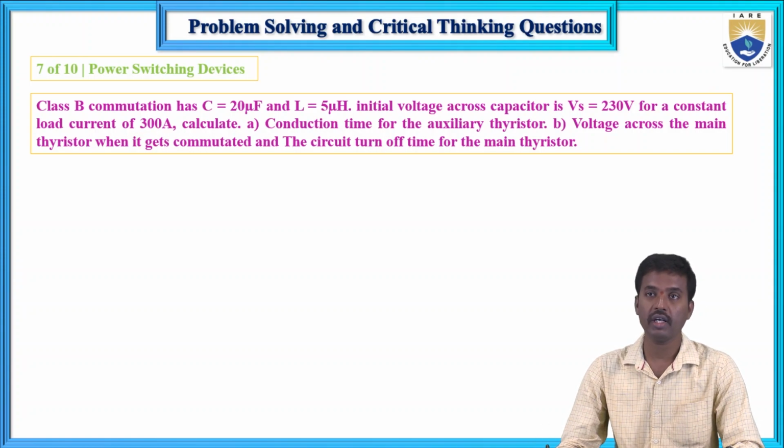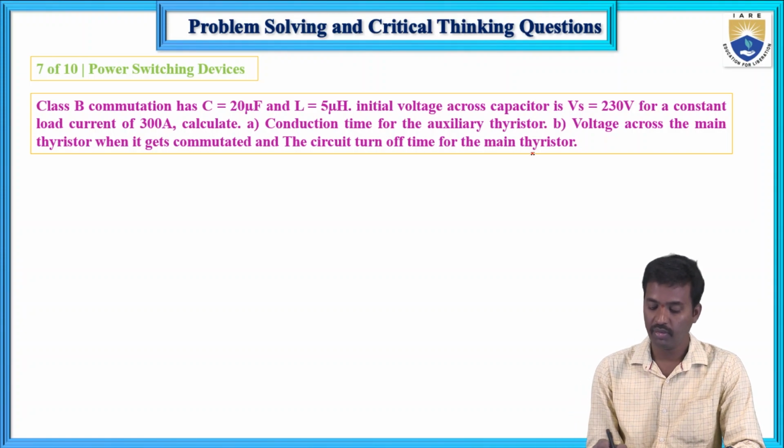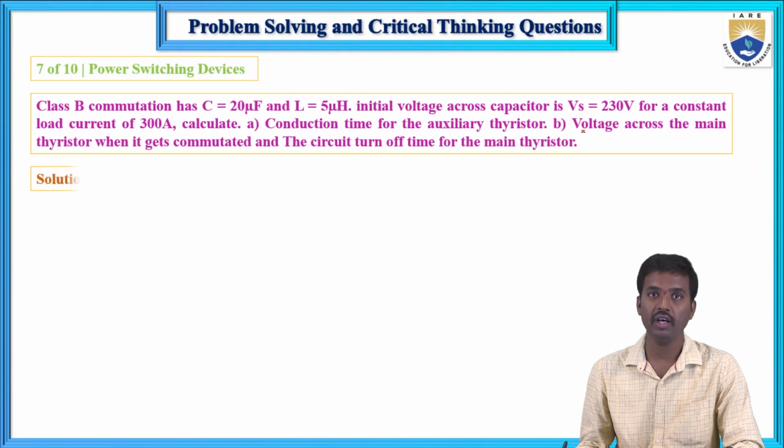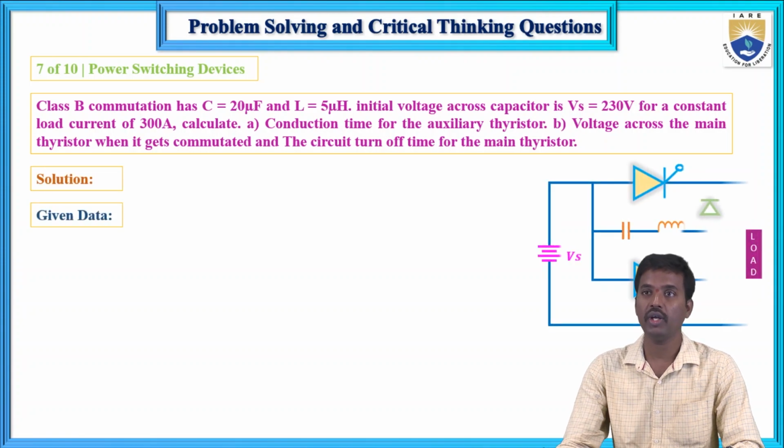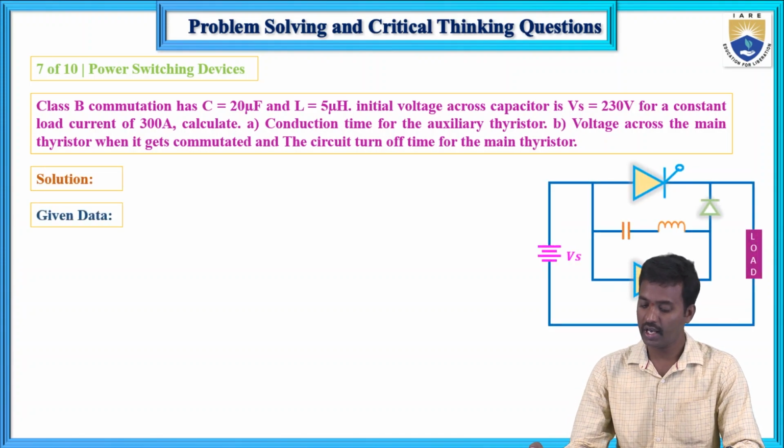So now calculate the conduction time for auxiliary thyristor TA, the voltage across the main thyristor when it gets commutated, and the turn off time for the main thyristor. So the given data and solution. The circuit diagram for class B commutation.